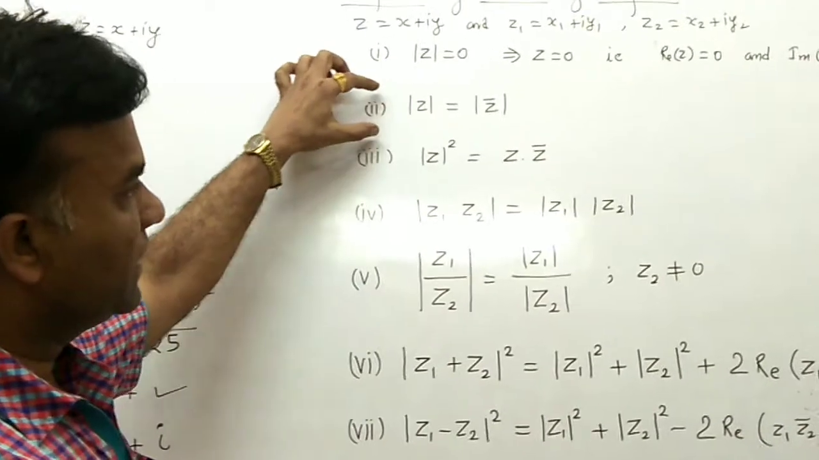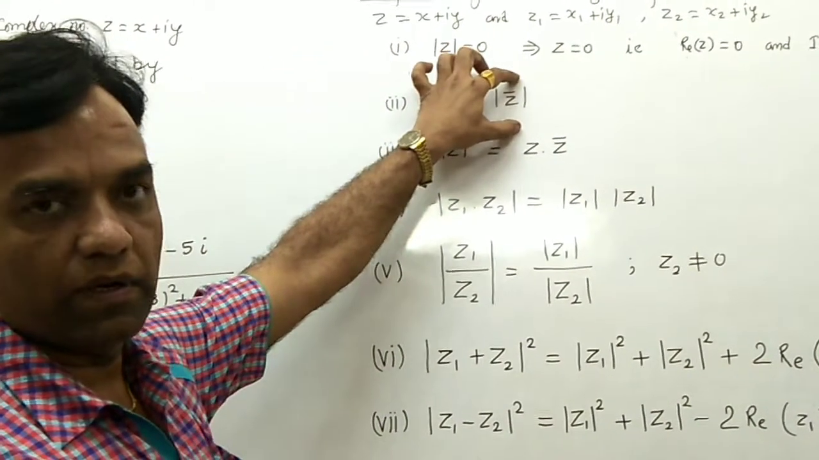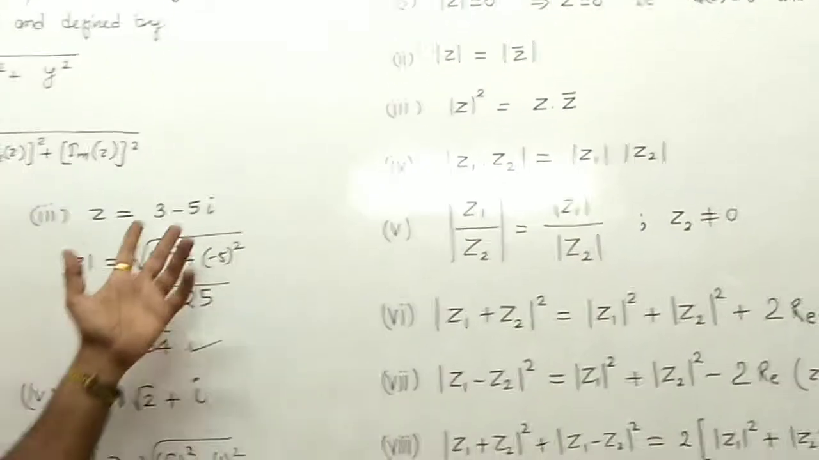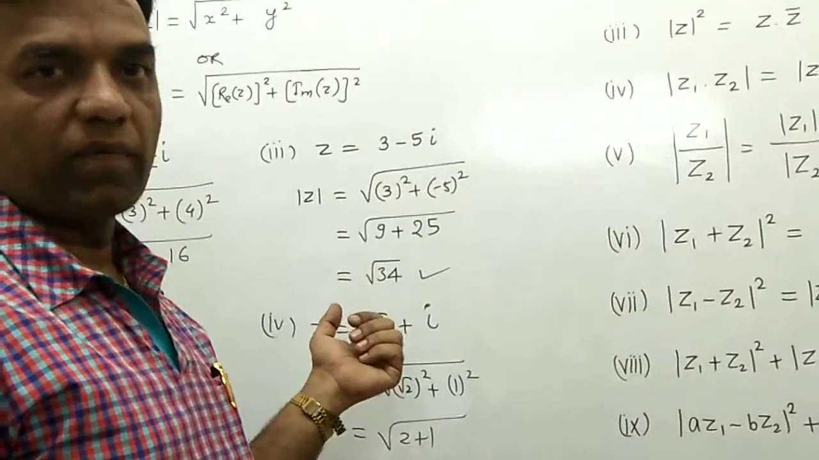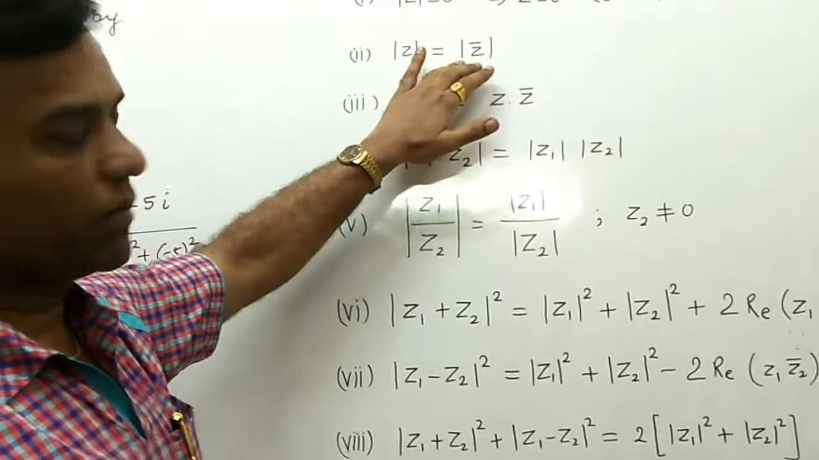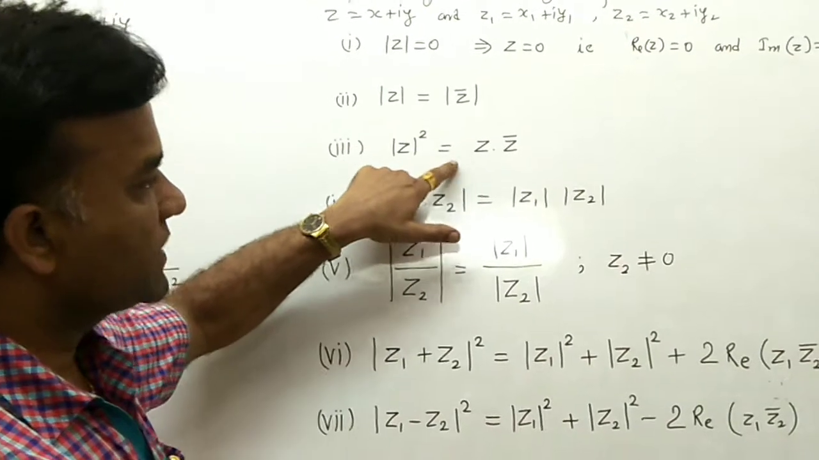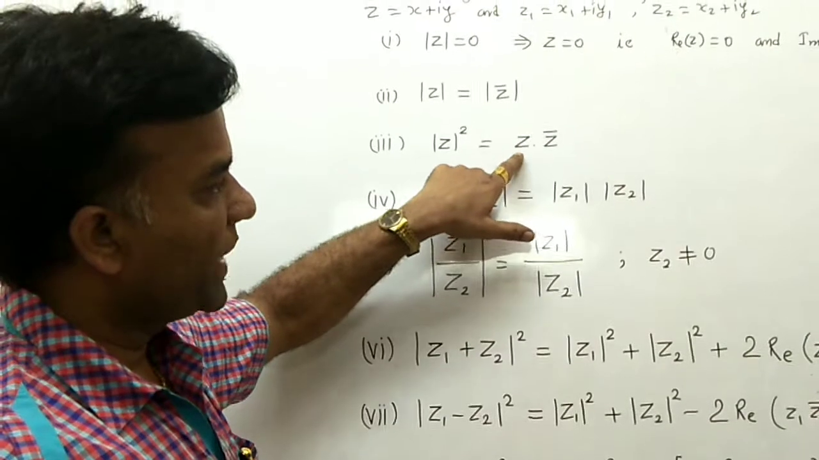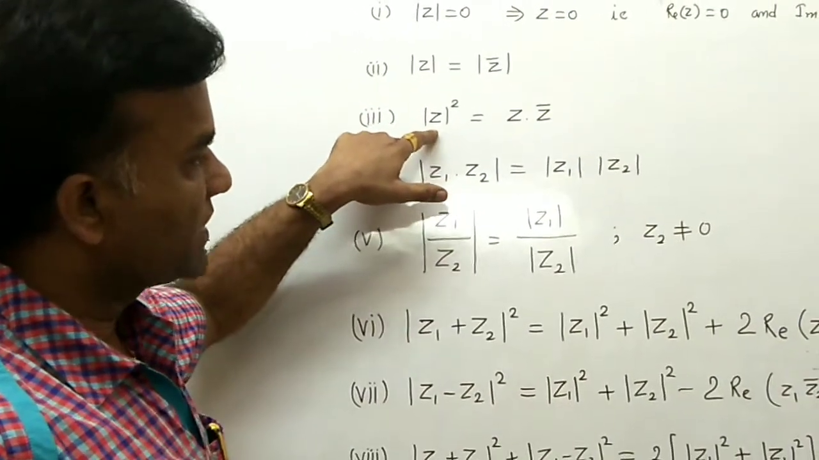And now the second property is mod z equal to mod of z conjugate. Because both are the same. Here we show an example, 3 minus 5i or 3 plus 5i, both values have the same answer, root 34. So the modulus of z and of the conjugate are again the same. And now mod z whole squared is equal to z into z bar. Bar means conjugate. So a complex number multiplied by its conjugate is the modulus whole squared.